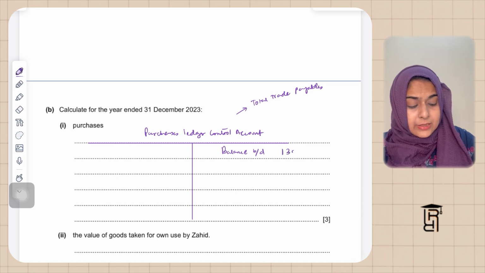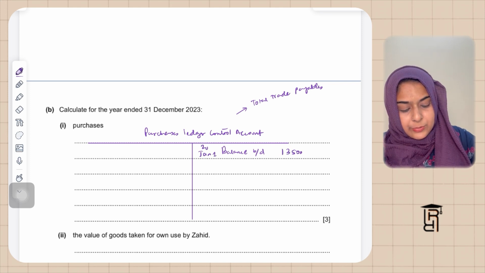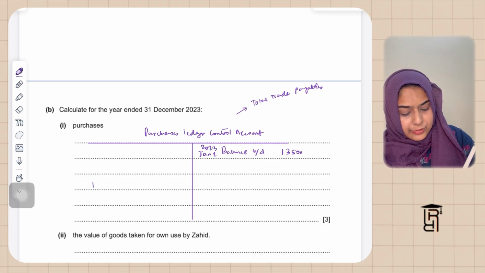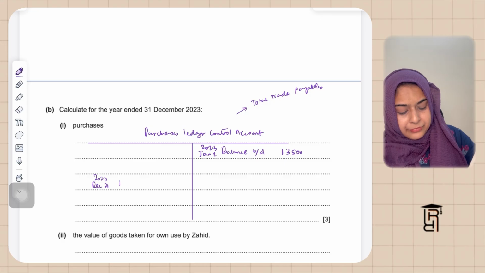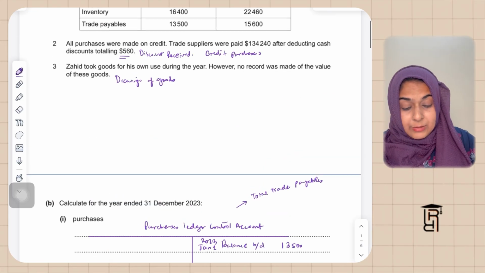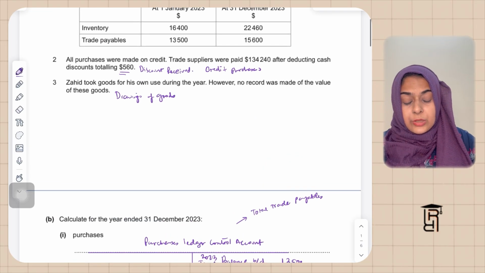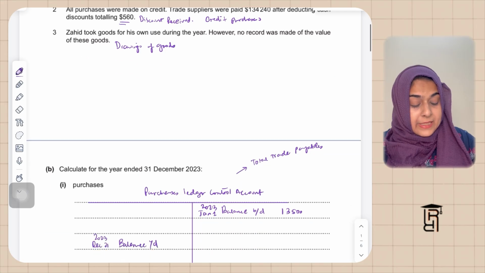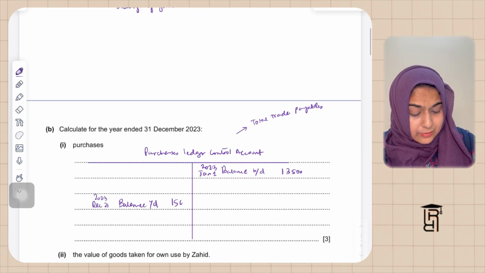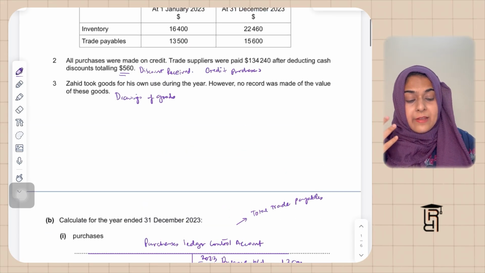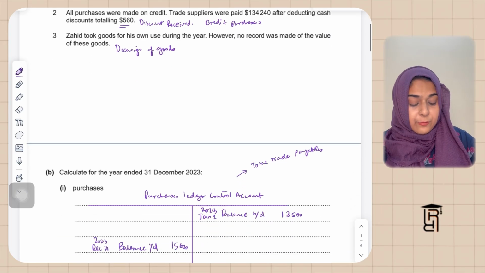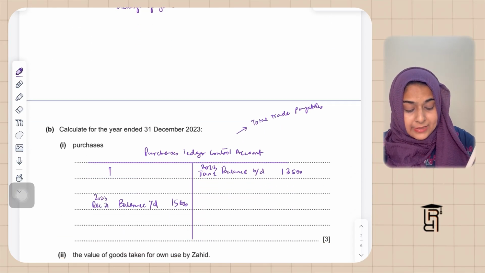I'll write here 13,500. This will be January 1, 2023. And then I'm going to write my balance carried down here, December 31, 2023, balance carried down. And this will be my trade payables at end, which is 15,600. So I'm going to write here 15,600. During the year, what I have paid to my trade payables is 134,240, which I'm going to record on the debit side.